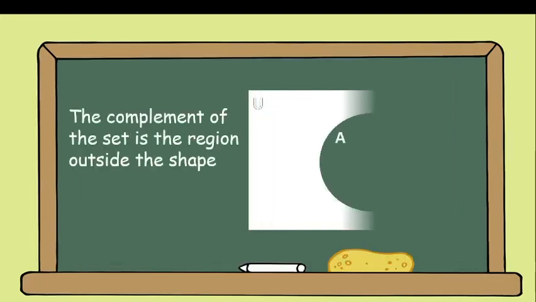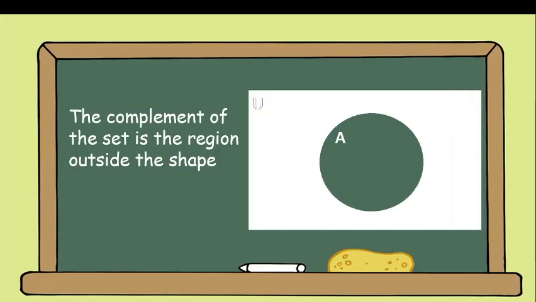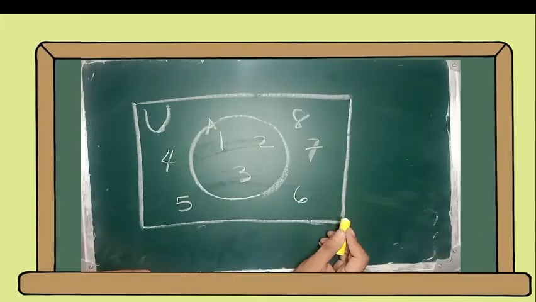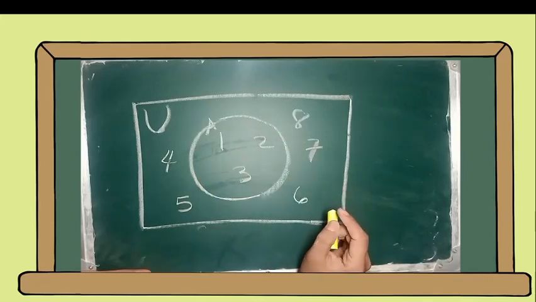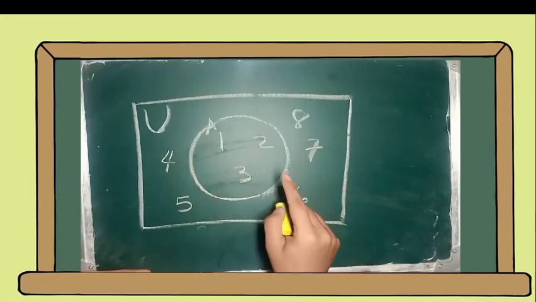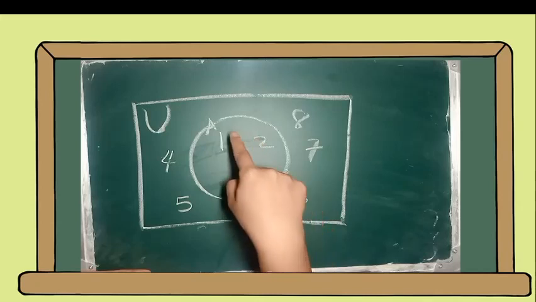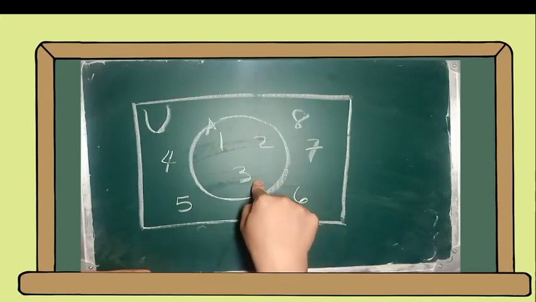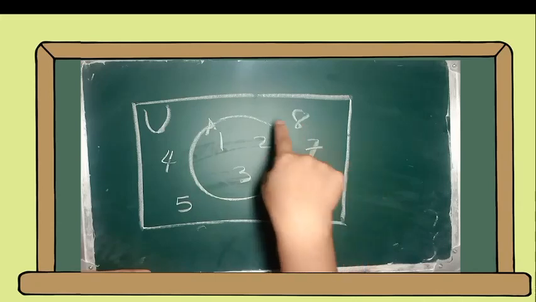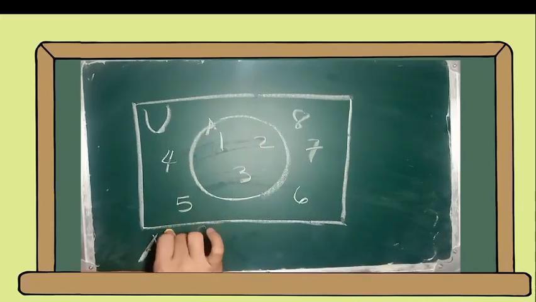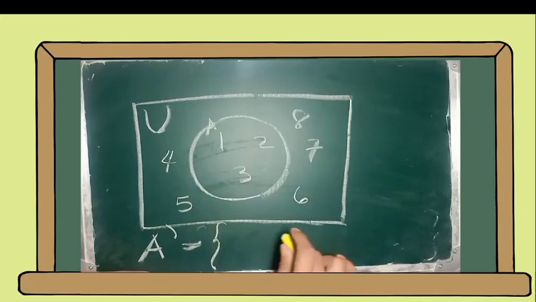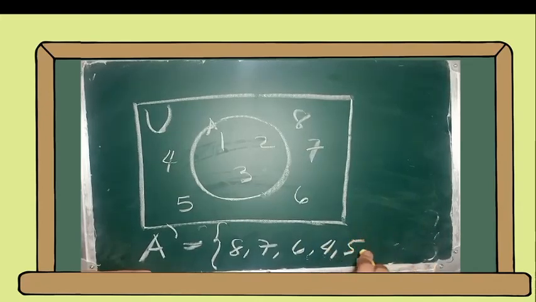The complement of set is the region outside the shape. So, paano naman ang complement? Ang complement ng isang set ay lahat ng elements ng nasa labas ng set. So, sa figure na to, si set A ay 1, 2, 3. Ang complement niya ay yung lahat ng nasa labas niya. So, A complement is equal to 8, 7, 6, 4, and 5.